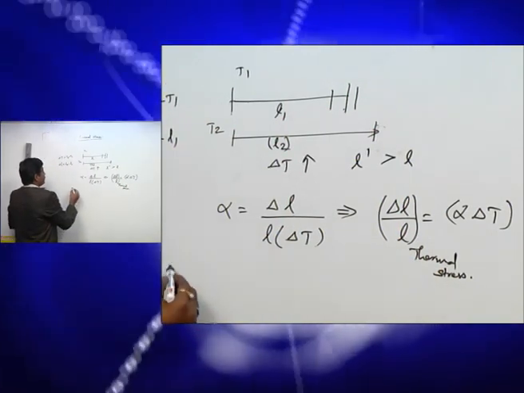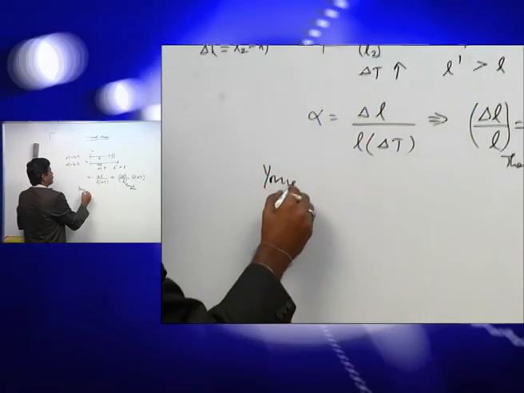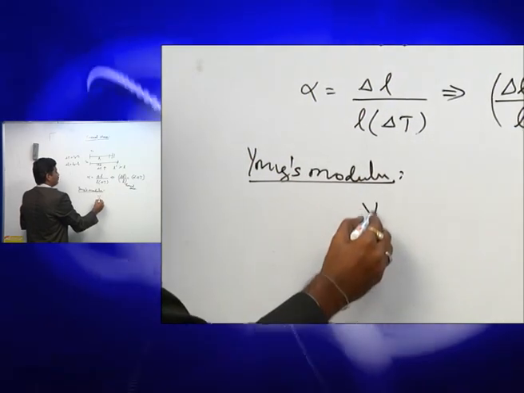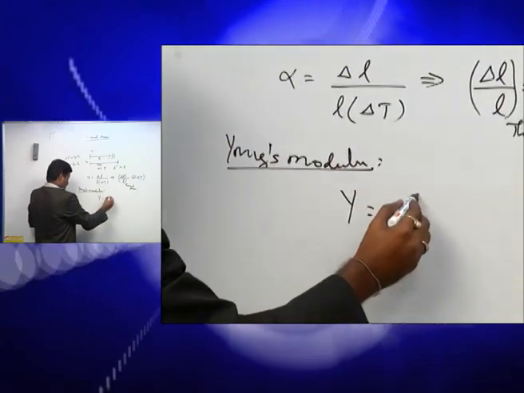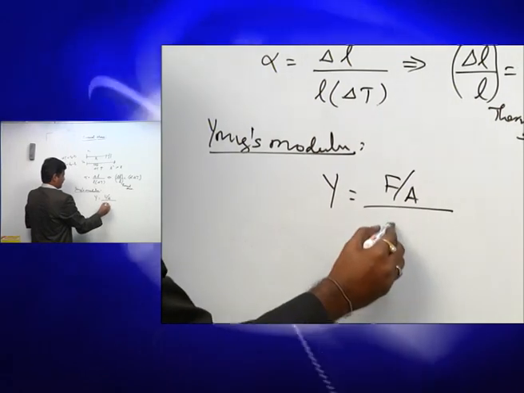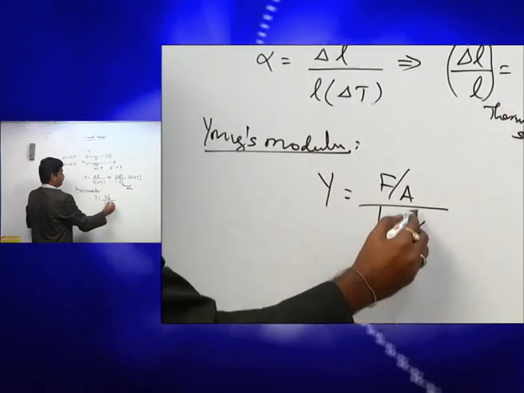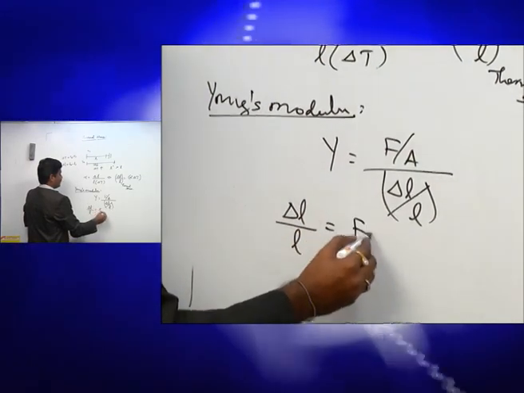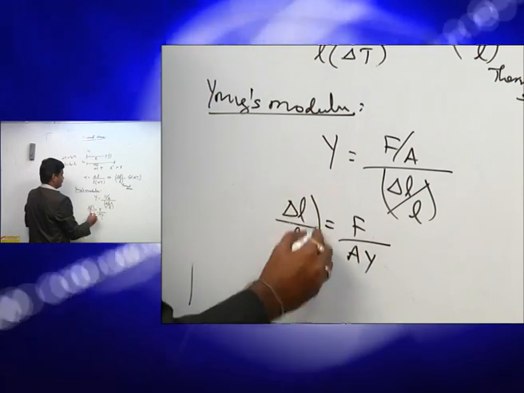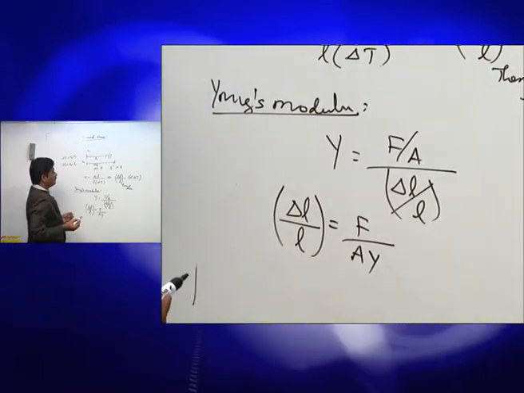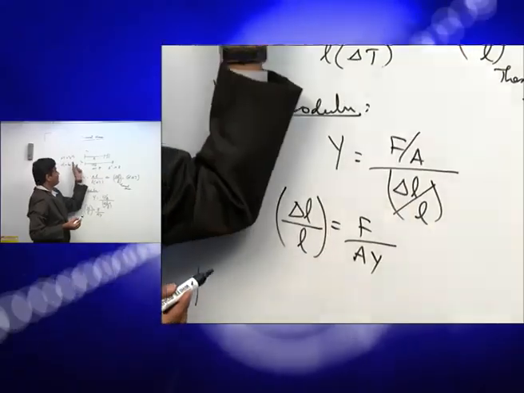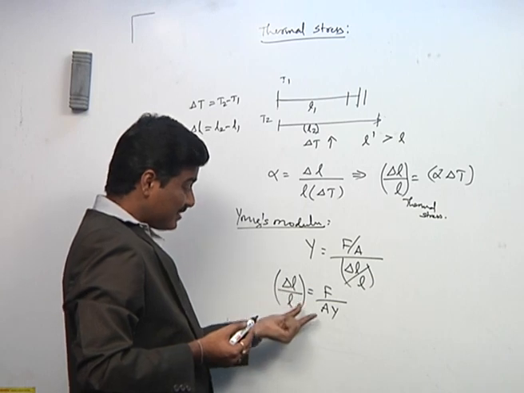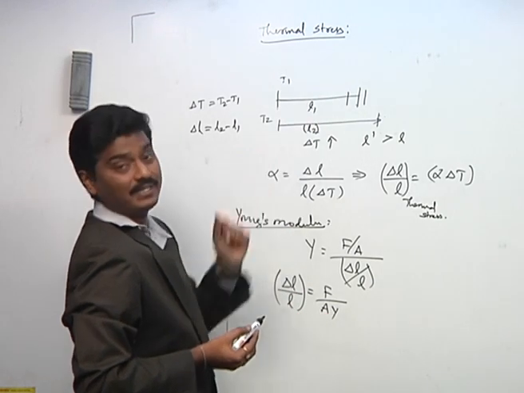But according to the definition of Young's modulus, how are we defining Young's modulus? Y is equal to F by A, stress by strain. So delta L by L is equal to F by AY. Here this delta L by L is because of the variation of temperature, whereas this delta L is because of the elastic property of the material.